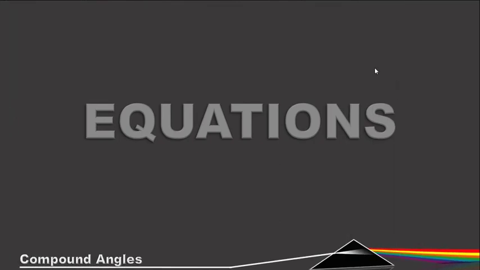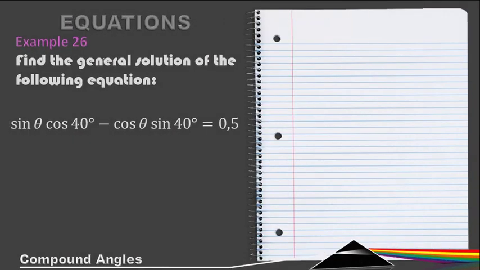Let's look at equations. Right, so for example 26, find the general solution of the following equation. Once again, it would help to know your compound identities off by heart, because then you'd immediately recognize something familiar. We've got exactly the same angles, with sine, cos, cos, sine. So this is equal to the sine formula, where I can rewrite this as sine of theta minus 40 equals 0,5.